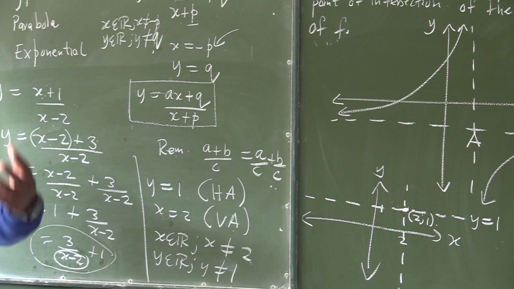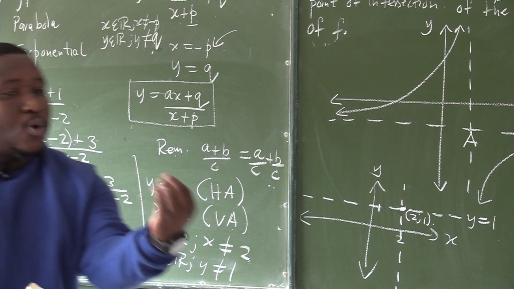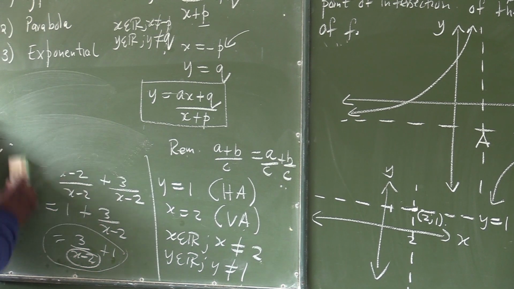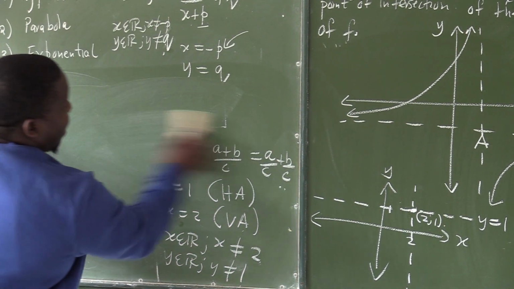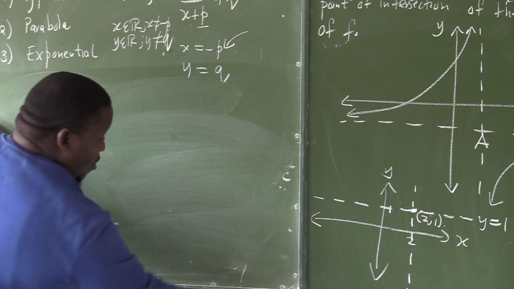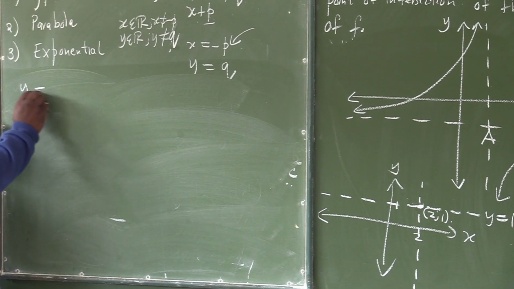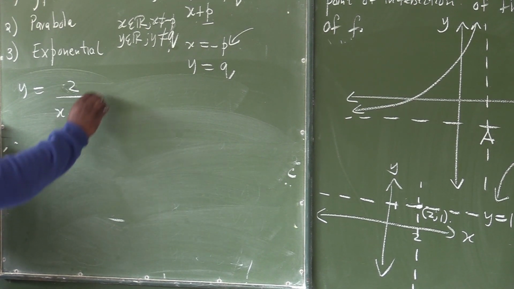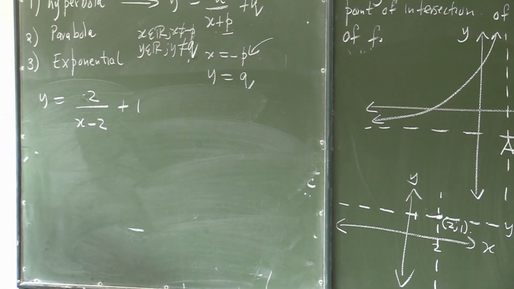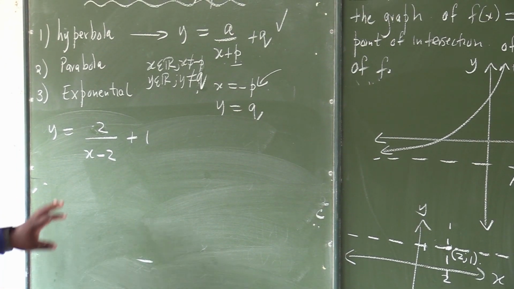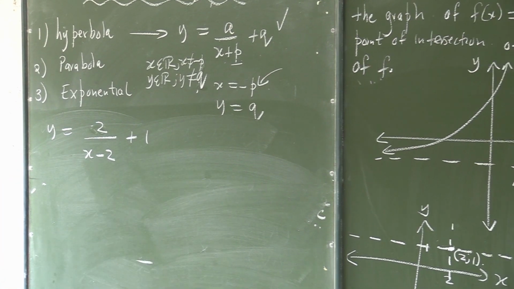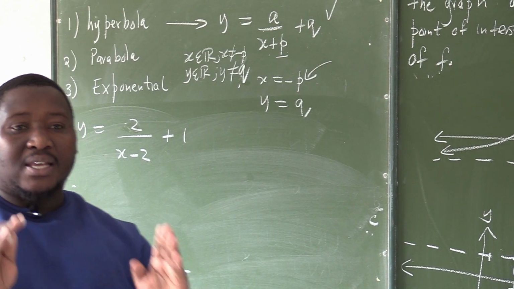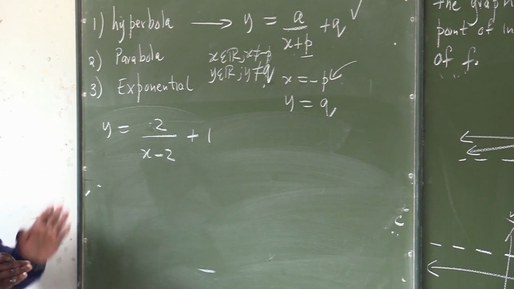But the question will tell us which one they are looking for at that particular time. Let me give you an example. We have an equation which says y equals 2 over x minus 2 plus 1. This is the equation we have. And the question is saying to us, let us determine the equations of the axis of the symmetry.